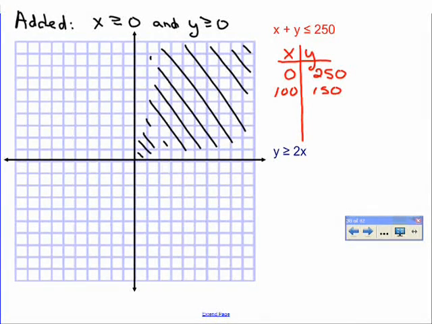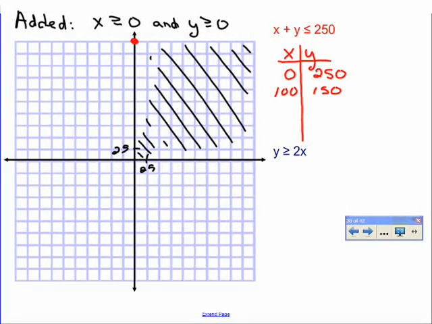Now, putting these two coordinates onto the Cartesian plane, maybe we should define what our axes scale is going to be. So if each square is 25 in both the x and y directions, that means that when x is 0, y is going to be 250. So that means we need to go up 10 squares. So there's our first coordinate at 0, 250.